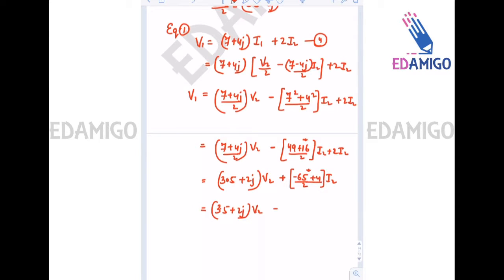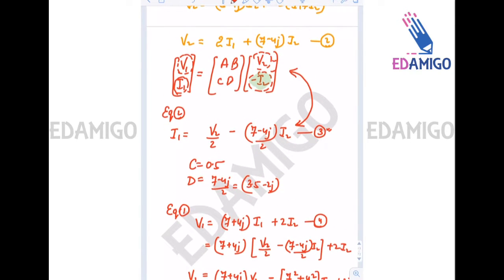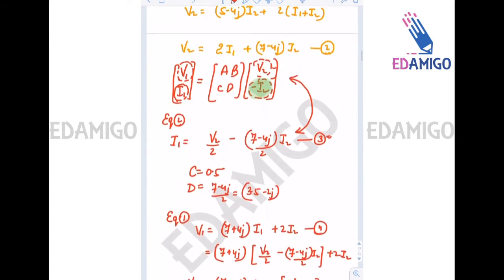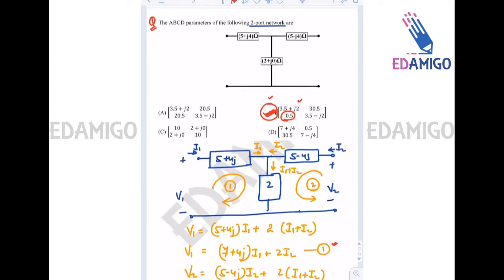So this will be equal to minus 61 divided by 2 I2, that will come out to be 3.5 plus 2j V2 minus 30.5 I2. So from here we can say that this is A and this is B. Since we are comparing with minus I2, B will be 30.5, not minus 30.5. Okay, so you have to keep this in mind. So we can say that the answer B is the correct answer and our solution was correct.